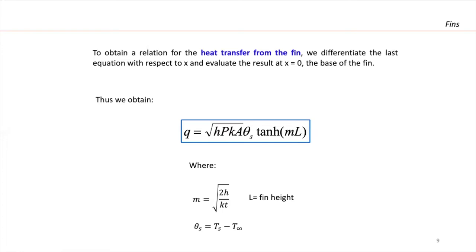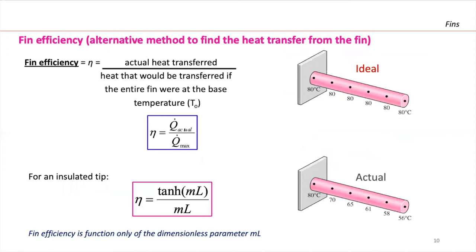Efficiency is an alternative method to find the heat transfer from the fin. Because if you have the efficiency, you can find the actual heat transfer, right? Because if you remember, fin efficiency is nothing more than the actual divided by the ideal. So it would be the actual heat transfer divided by the heat that would be transferred if the entire fin were at the base temperature T naught, the ideal case. So if your base is at 80, the ideal case would be that all the way down the fin, it remains the same temperature, right?